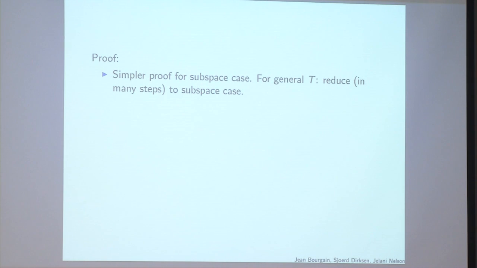But first I will say a little bit about the proof, and this is really a little bit. So the proof is as follows. We have a simpler proof for the case that T is a subspace intersected with the unit sphere. And then for general T, the strategy is to reduce in many, many steps to this subspace case. Okay, so this is the only thing that I will say at this moment.